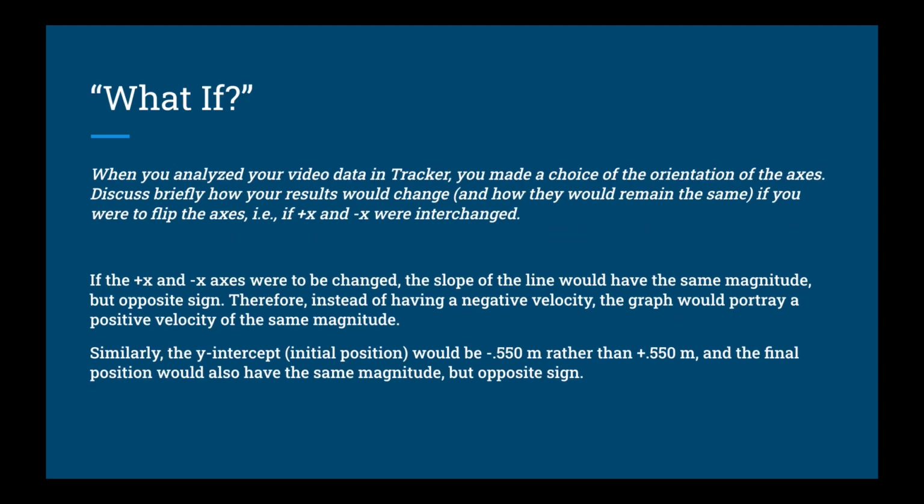What if the positive x and negative x axes were to change? The slope of the line would have been the same magnitude but opposite in sign. Therefore, instead of having a negative velocity, we would have seen a positive velocity of the same magnitude. Similarly, the y-intercept or initial position would be negative 0.550 meters rather than positive 0.550 meters, and the final position would have the same magnitude but opposite sign.